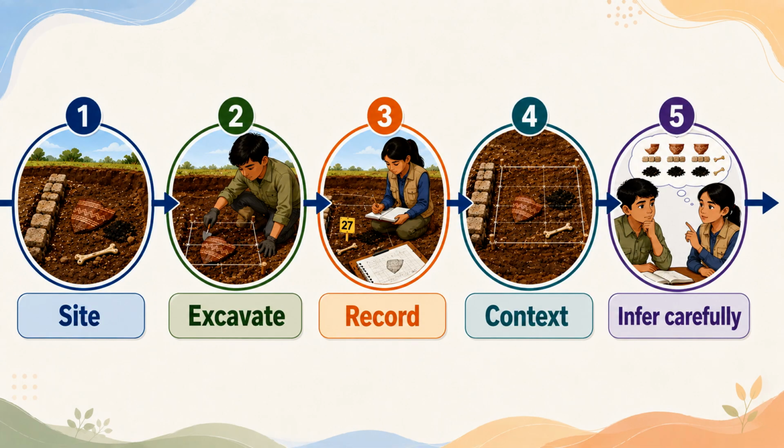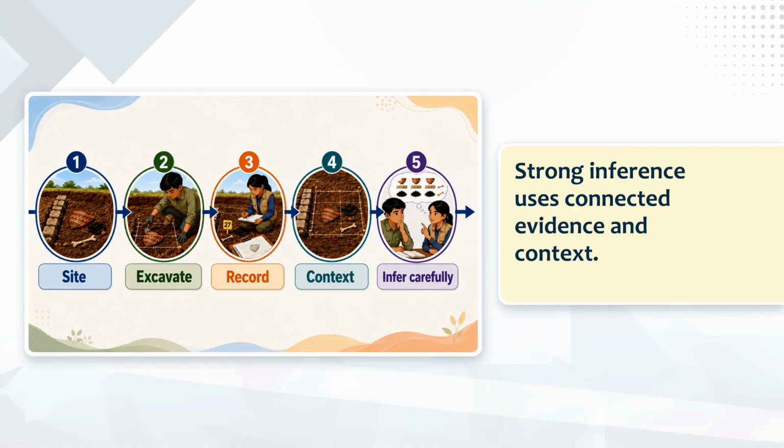When those relationships survive, the final interpretation can draw on more than the object alone. The result is stronger because the claim grows from connected evidence rather than treasure value, guesswork, or one isolated find. The final card shows the standard for a good explanation. Strong inference uses connected evidence and context. Every claim should match the evidence preserved through the investigation.